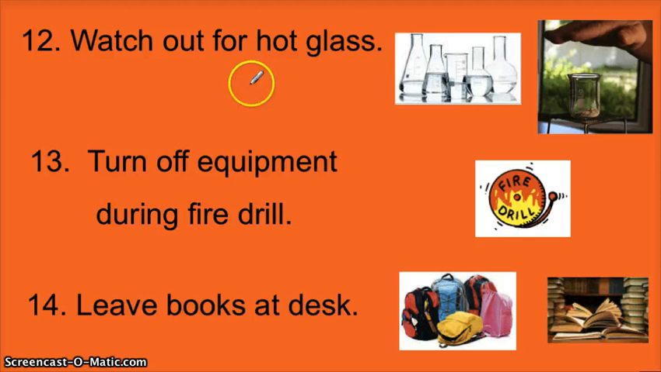Number 12, watch out for hot glass. Glass will heat up and it doesn't show signs of heating up. The liquid inside can be very, very hot, or the solid inside can be very, very hot. If you just reach and touch it, you might be in for a bad surprise and break the glass and hurt yourself. During a fire drill, not fire equipment, but during a fire drill, you do need to turn off any equipment that is turned on already. Number 14, leave your books at your desk.